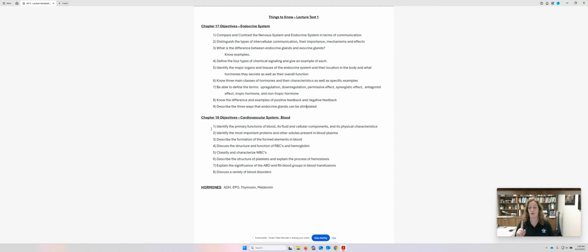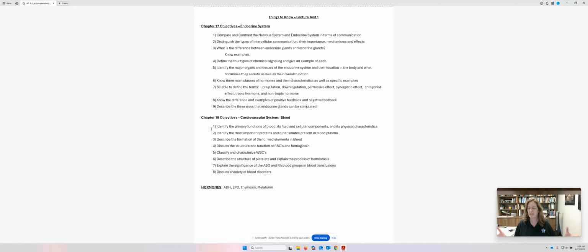So basically, where do white blood cells, red blood cells, and platelets come from? How do they get into the bloodstream? Number 4, discuss the structure and function of red blood cells and hemoglobin. Number 5 is all about white blood cells. Number 6 is really about the platelets. Number 7, you're going to need to understand the ABO and RH blood groups.